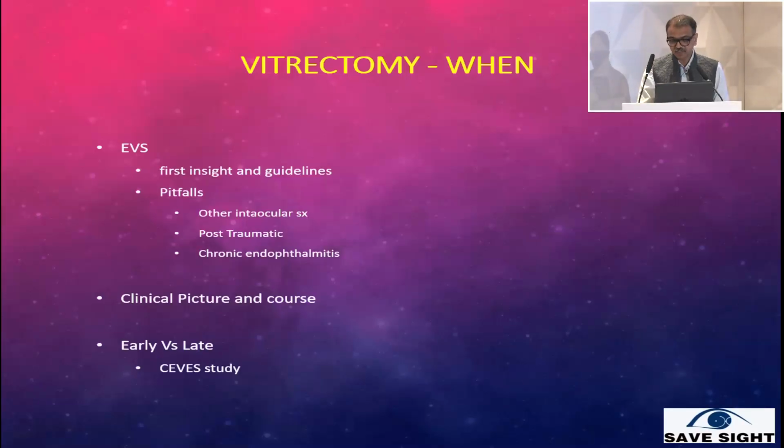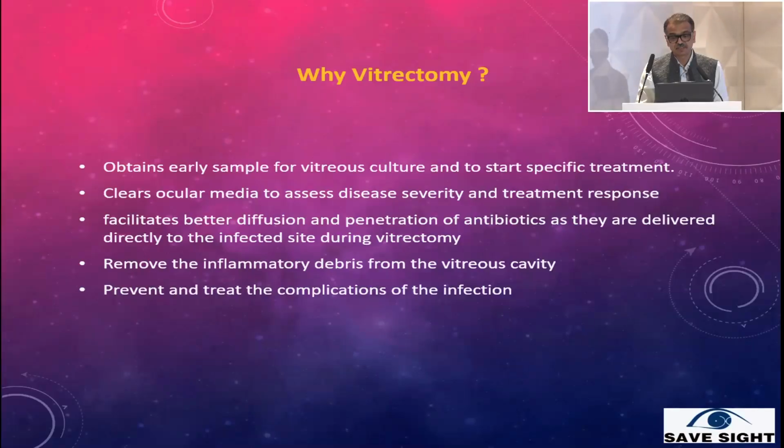At that time, our surgical skills were not that good. The instrumentation was not that good. So nowadays, as I said, our management depends on the clinical picture and the course of the disease. And why vitrectomy? Because it gives us an early sample for vitreous culture to start the specific therapy. It clears the ocular media so that you can assess and see the retina and manage accordingly. It facilitates better diffusion and penetration of antibiotics into the vitreous cavity, and it removes the inflammatory debris.